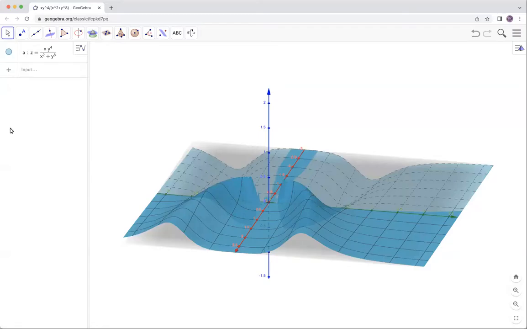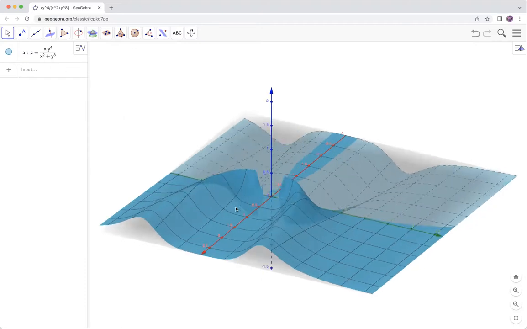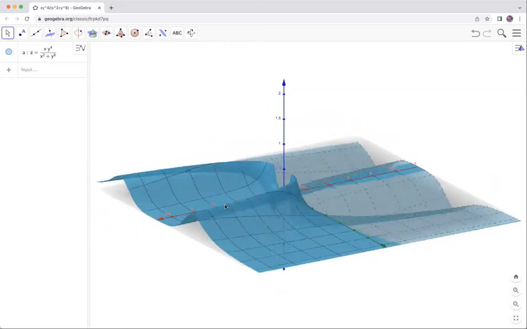Let's talk about the function right here, f of x and y equal to x y to the 4th over x squared plus y to the 8th. And what we notice is the limit of this function as x and y approach 0 and 0 is going to be of the indeterminate form 0 over 0. So we have to figure out some other way to find the limit.